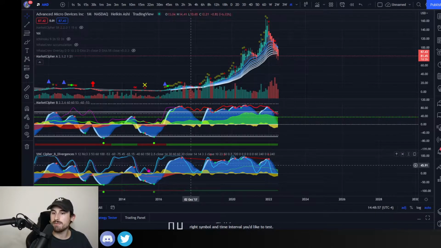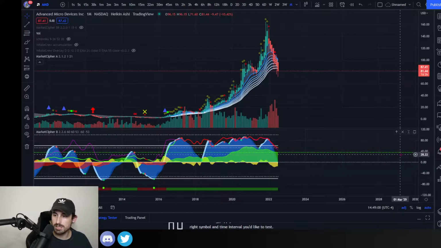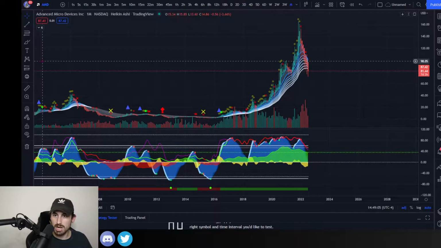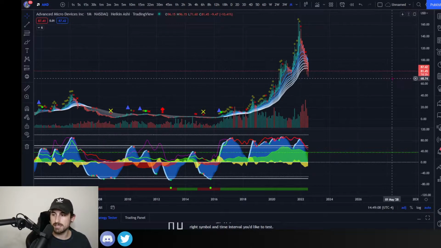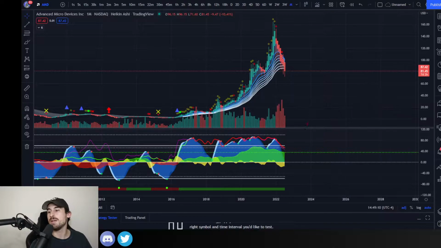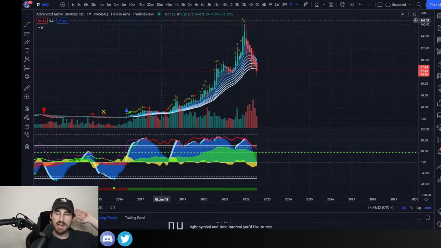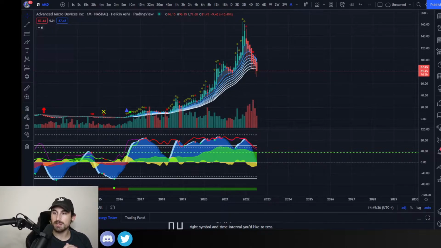So I'm going to get rid of VMC Cipher B right here. We're going to just leave up Market Cipher A, and I'm going to continue this tutorial. So we have Advanced Micro Devices. I just picked a pretty random stock right here, and we're looking at the monthly chart. So for Market Cipher, the monthly chart, 3-week chart, 2-week chart, 1-week chart, daily chart, 4-hour chart, 1-hour chart, 50, etc. In that order, right? That is from the most accurate to the least accurate. So the longer time frames are always going to be more accurate than the lower time frames.